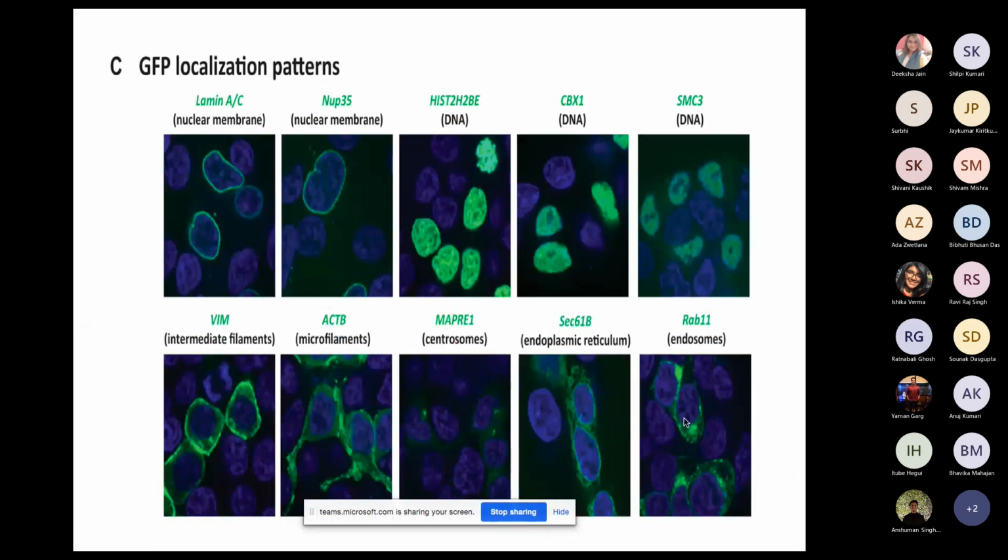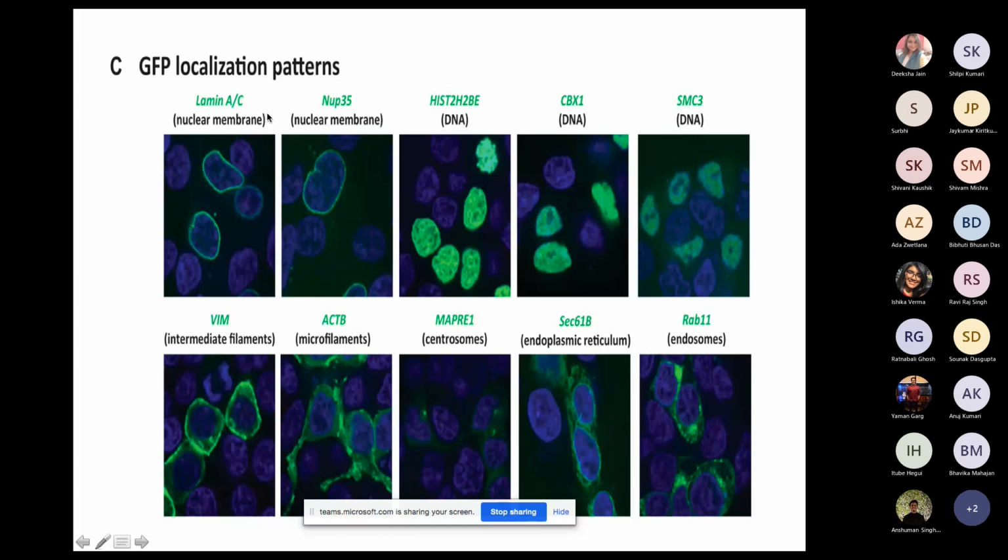Now coming to another advantage of the fusion tag, which is the localization of your protein. In many cases, you are very curious to know where your protein is localized. So let's say I'm interested in one protein, say lamin AC, and I will clone it. I will make a GFP fusion of that particular protein.